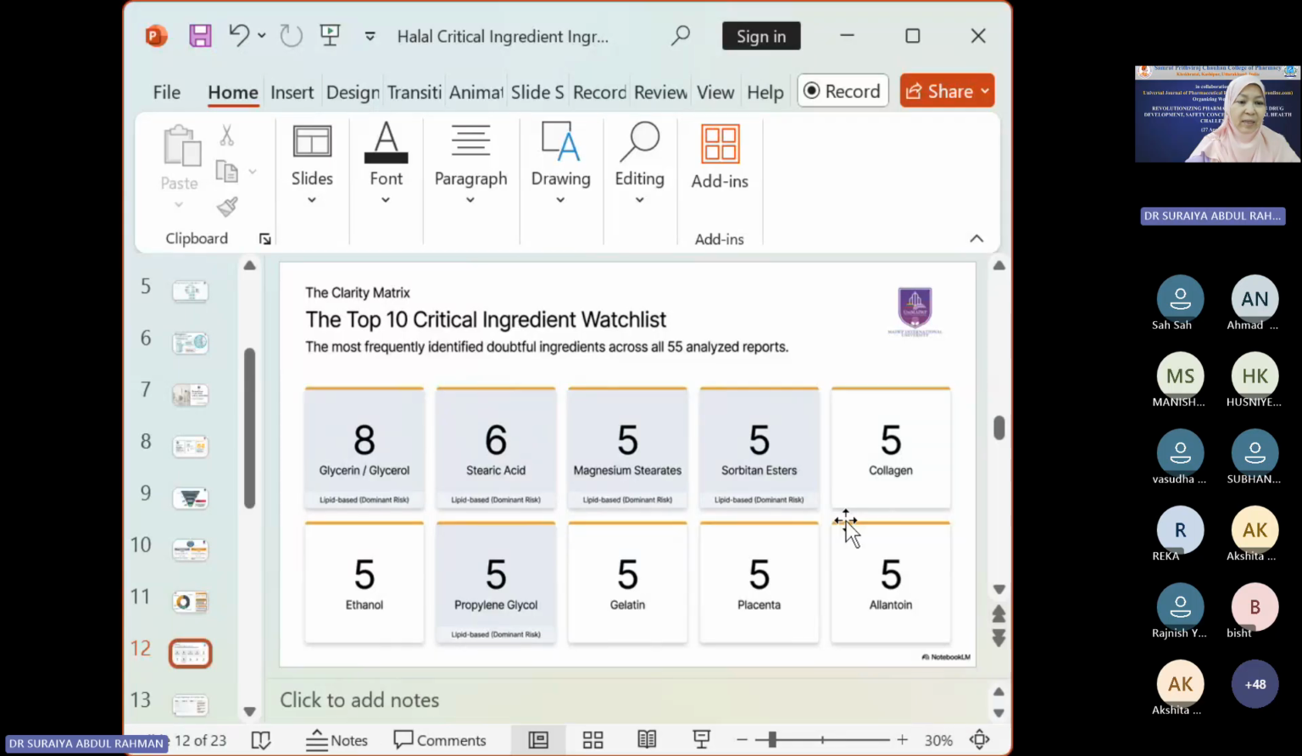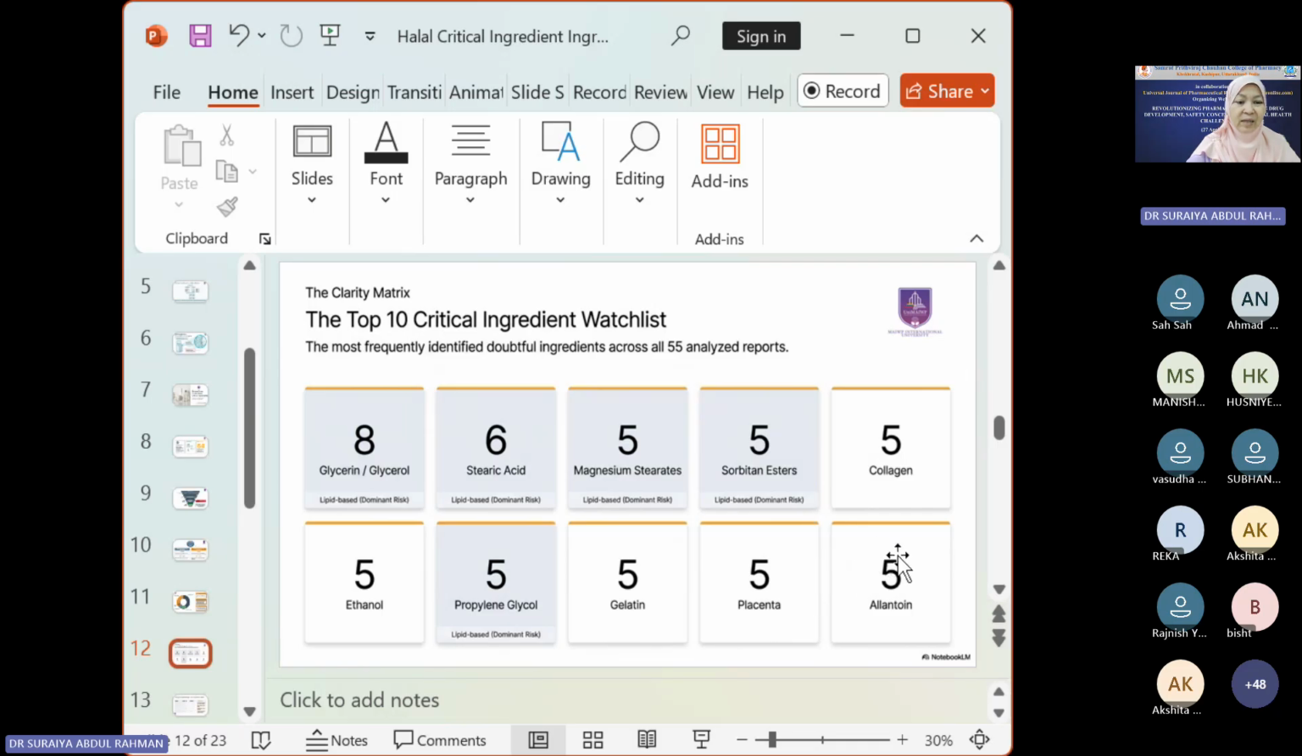So from the study, we analyzed the top 10 critical ingredients commonly found in cosmetic and pharmaceutical products. The first and most common critical ingredient, or syubhah ingredient, used in cosmetic and pharmaceutical products is glycerin or glycerol. This ingredient is commonly used mostly in cosmetics, but also in pharmaceuticals. We will see in the next slide the common functions or uses of this ingredient.